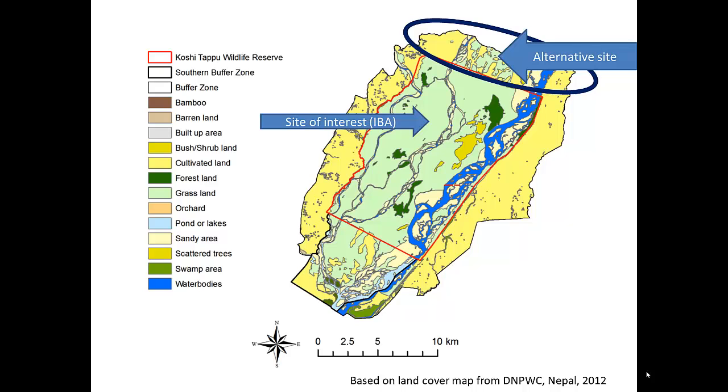So in terms of what we actually did, again, similar to the forest example, we took measurements at our site of interest of a number of ecosystem services, and also then chose a site in the northern buffer zone as our alternative location to take measurements where there was a great deal of cattle grazing.